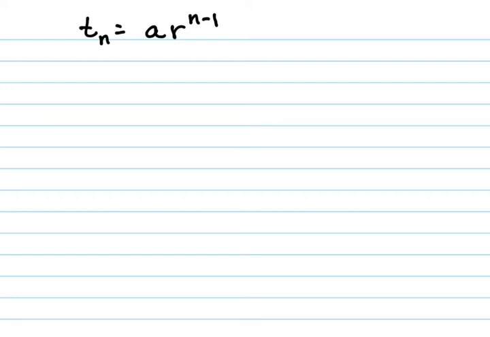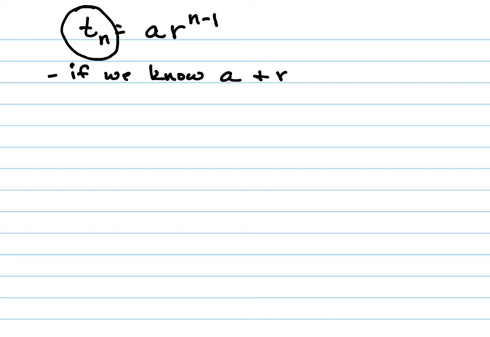But remember, this is only if we know a and r. So sometimes you're going to have to look at the pattern and find your a, your first term. Sometimes you're going to have to look at the pattern and determine that common ratio r. Sometimes they're going to give you a value, which you're going to have to replace the t to the n and then find one of those.